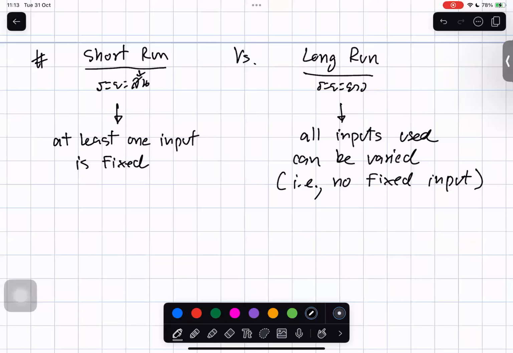Now the BBA program is in the short run production. If we want to produce more graduates, let's say from 150 to 300, what we can do is increase more sections and employ more teachers. But what we cannot do is expand the number of buildings that we use right now. So the building that we use is fixed. So the BBA program is in the short run production.